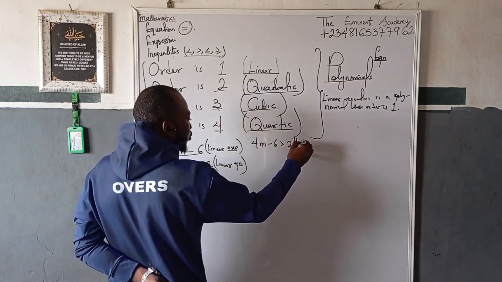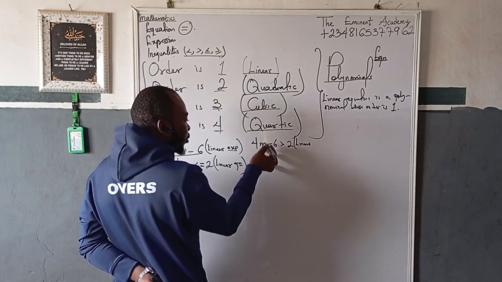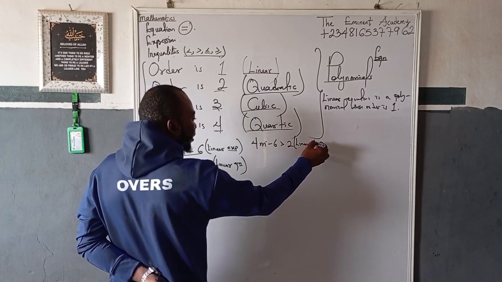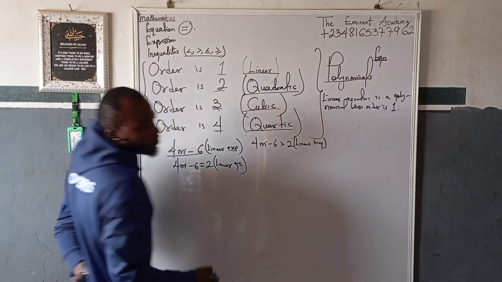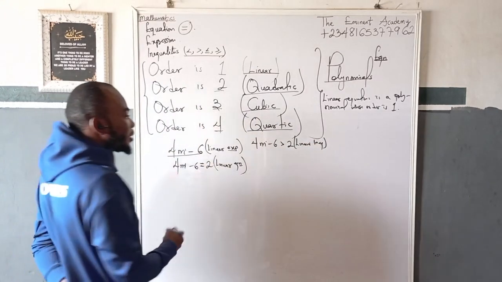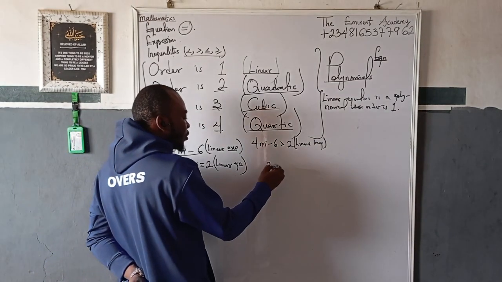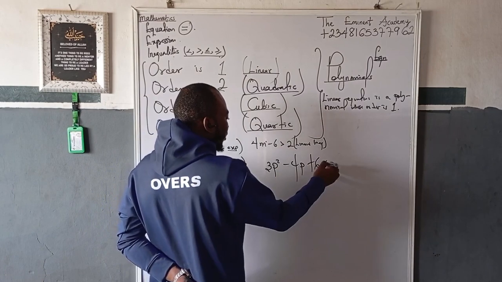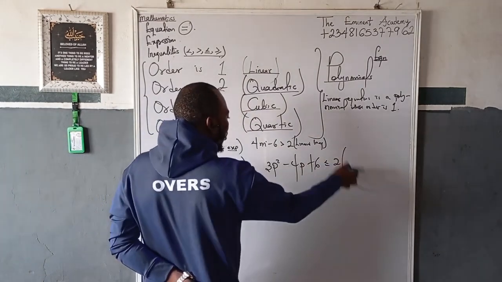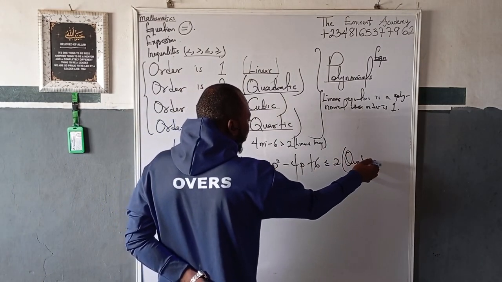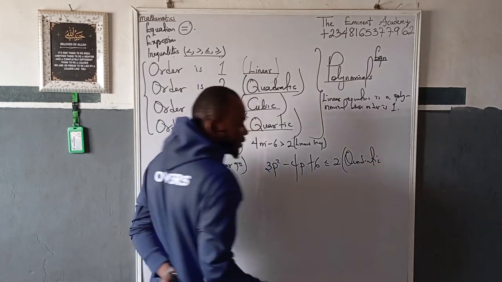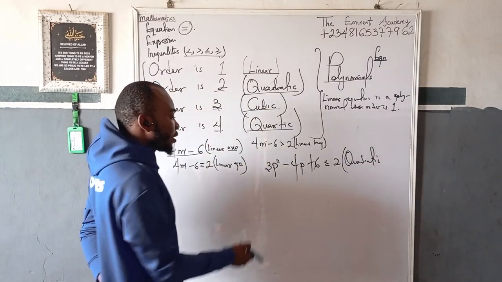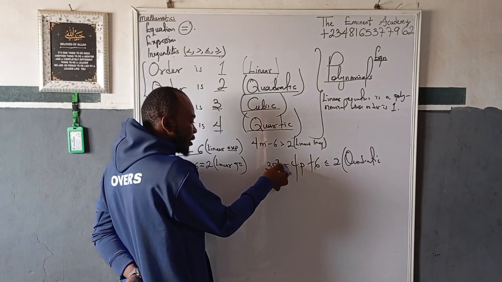Why is this one also linear? Because the order is 1, but it is now a linear inequality. So that's how we name these things. Now if I have something of this nature, 3p squared minus 4p plus 6 less than or equal to 2, this will be called quadratic. And if you are asked, why is it quadratic? It is quadratic because the order is 2.